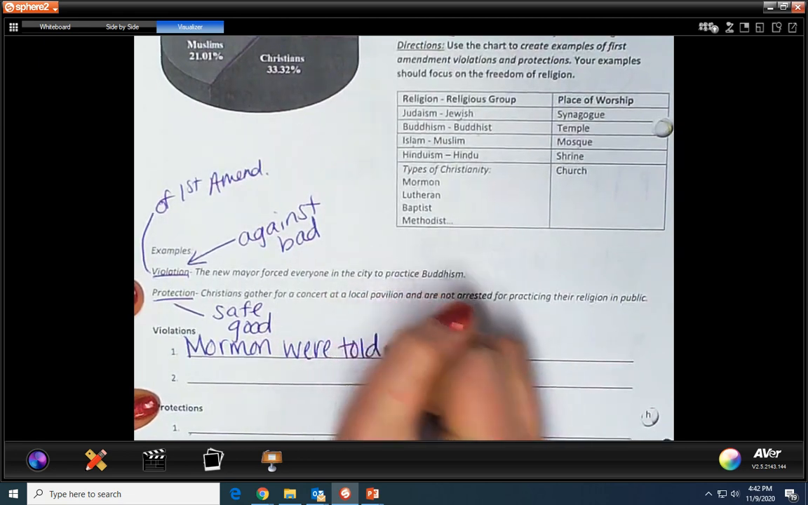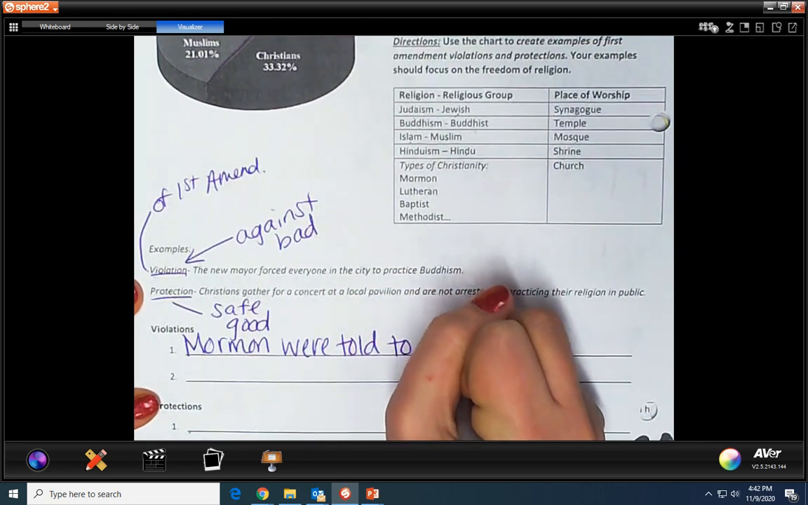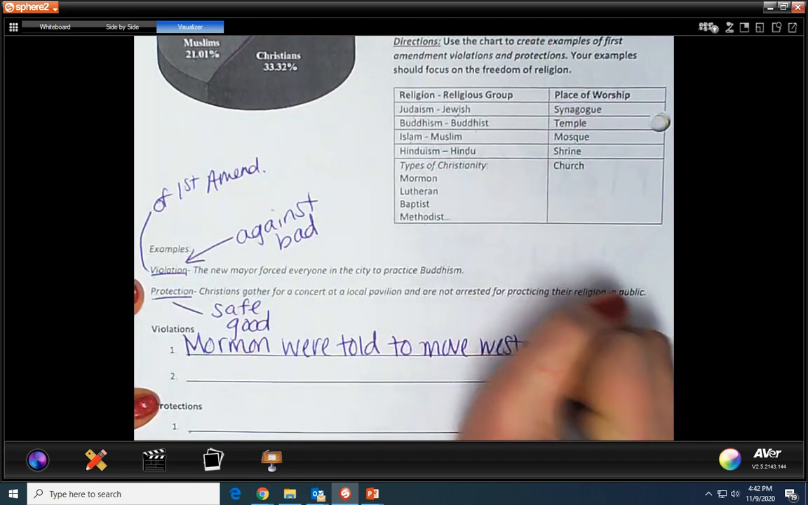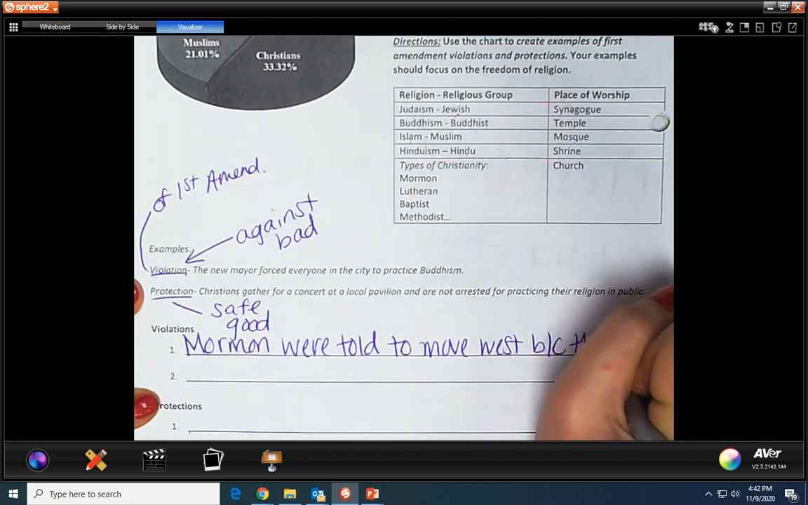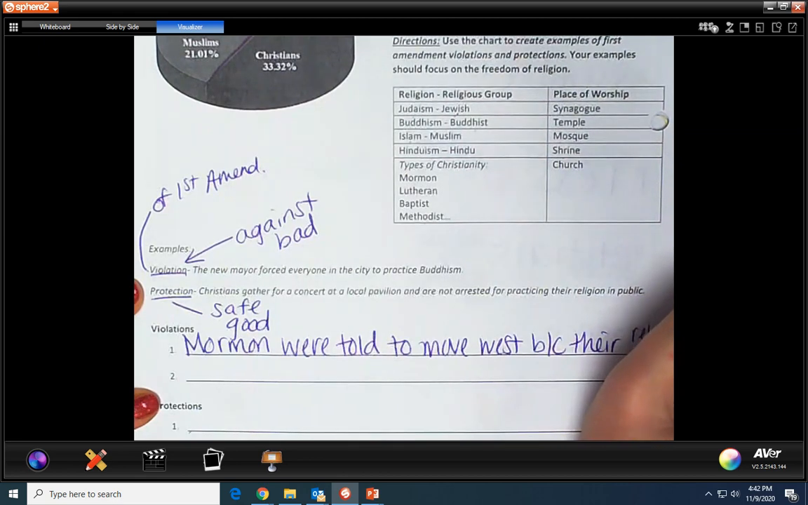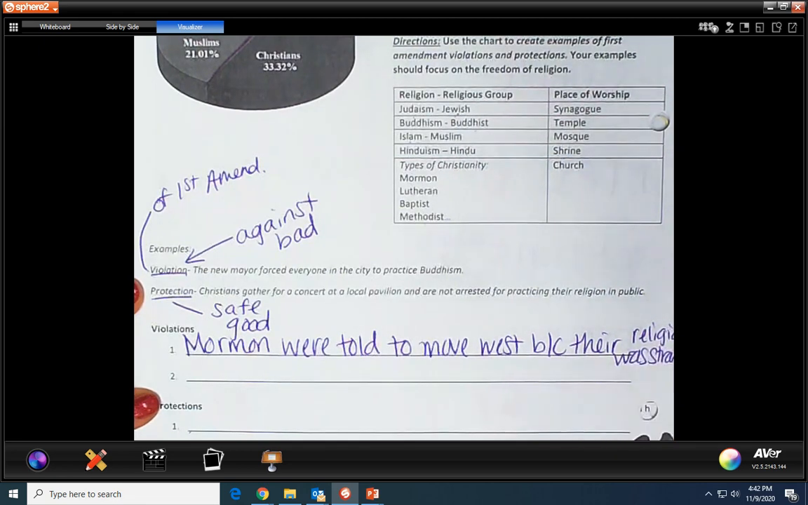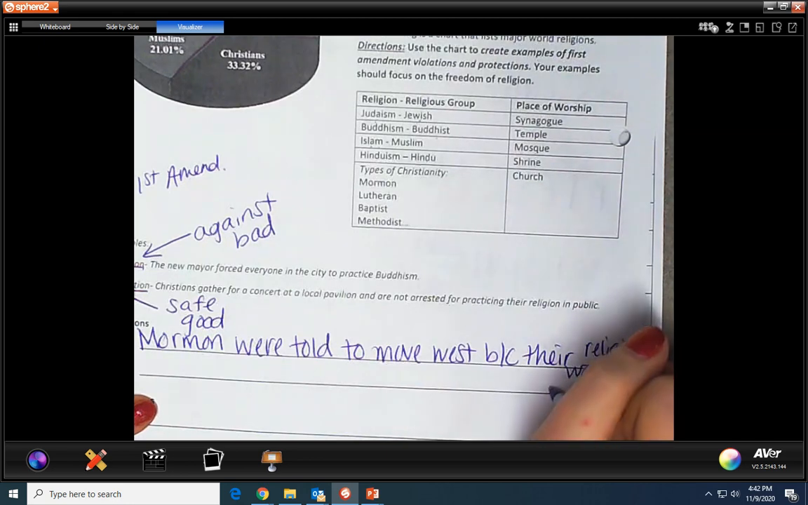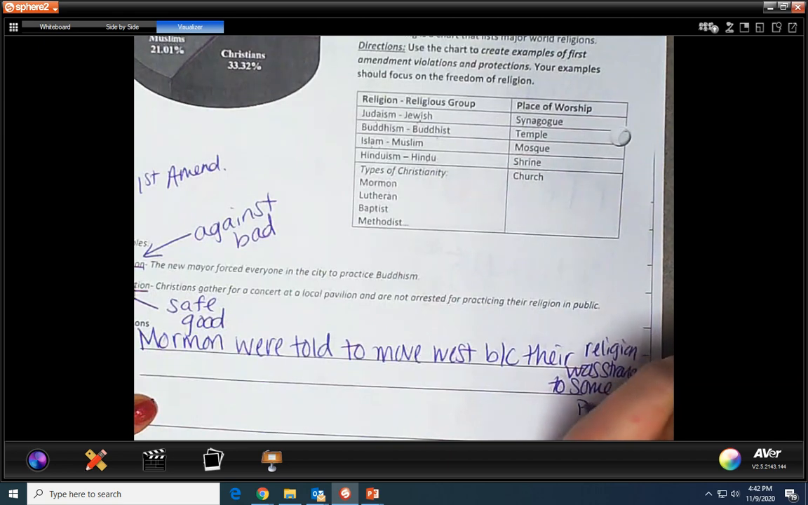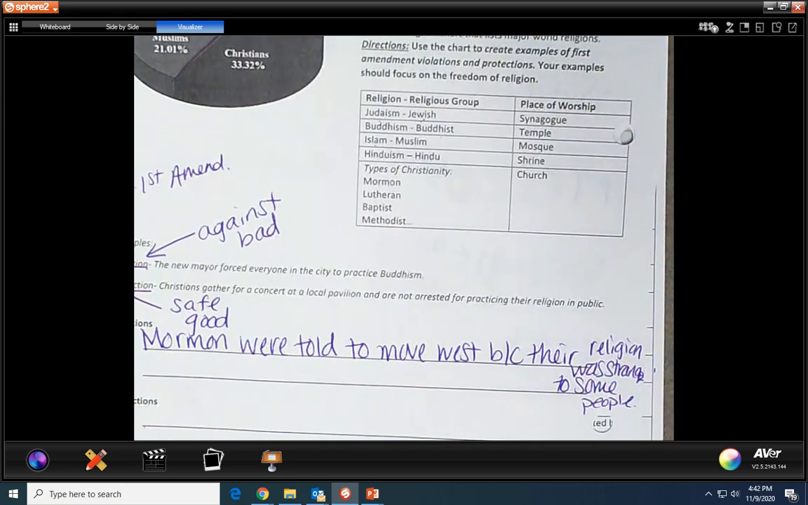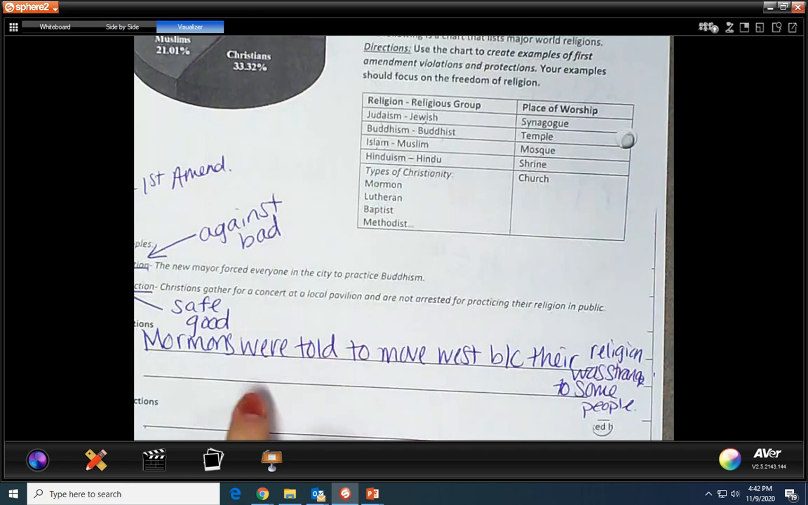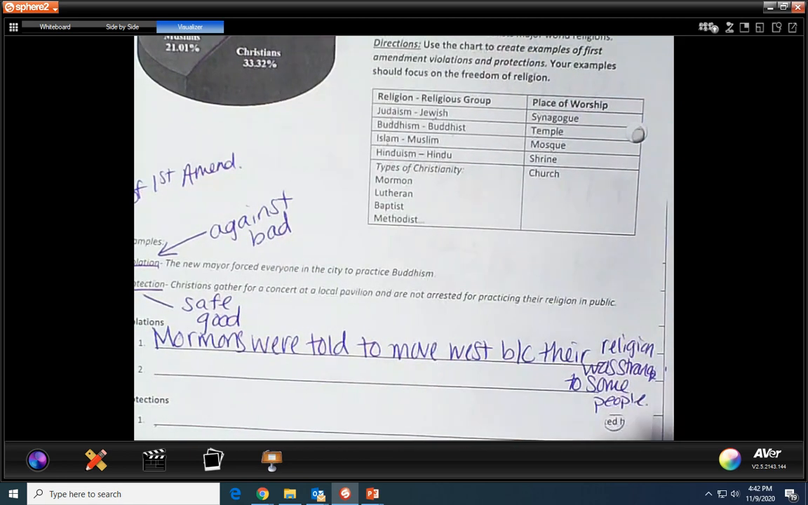We're told to move west because their religion was strange to some people. Well, I kind of messed that up. So Mormons were told to move west because the religion was strange to some people, and I got kind of messy there. Now, that's a violation.